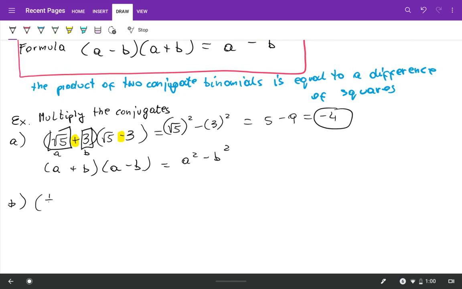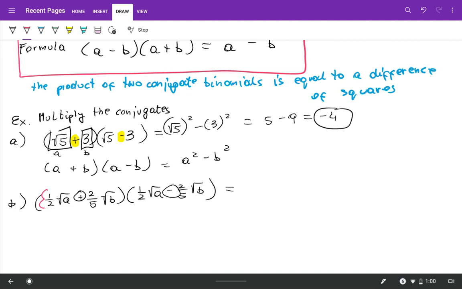Let's do one more. B with conjugates. We have 1/2 square root of a plus 2/5 square root of b times 1/2 square root of a minus 2/5 square root of b.